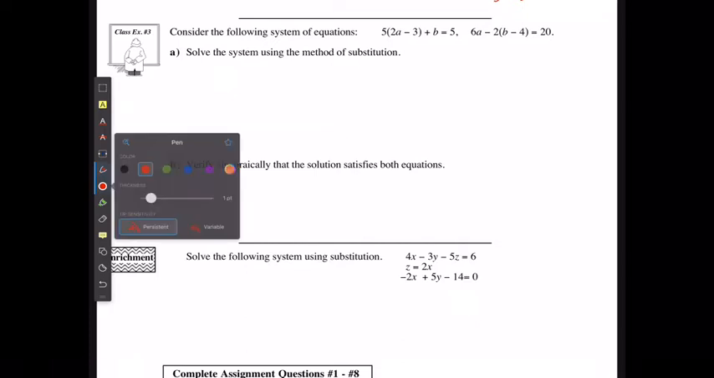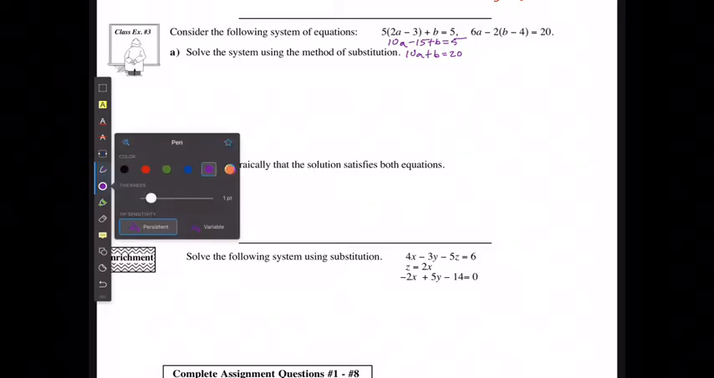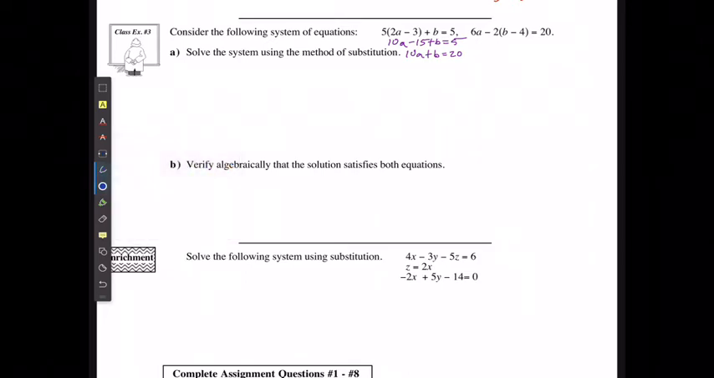I'm going to state that, well, for this one, it's actually going to be 10a minus 15 plus b is equal to 5, or 10a plus b is equal to 20. For my second equation, I'm going to say that 6a minus 2b plus 8 is equal to 20, or 6a minus 2b is equal to 12.